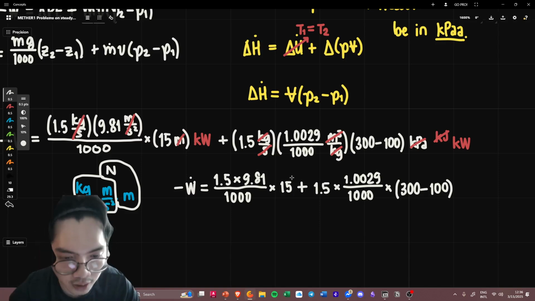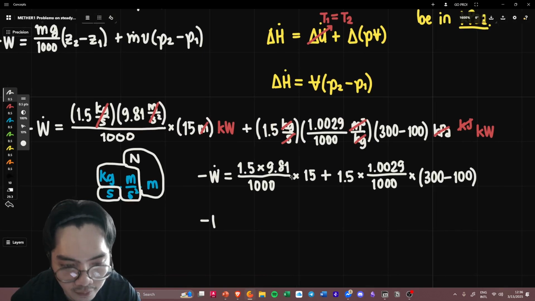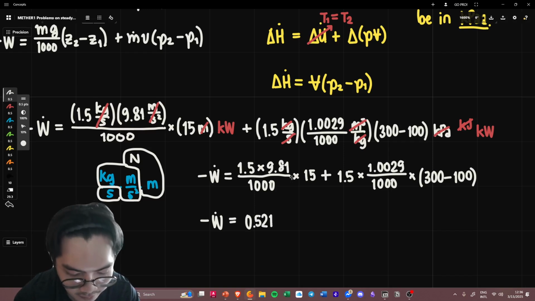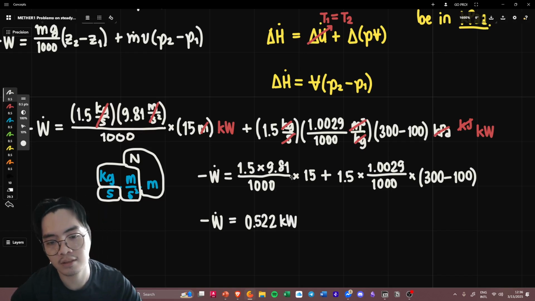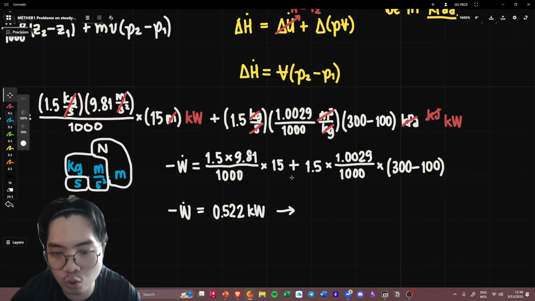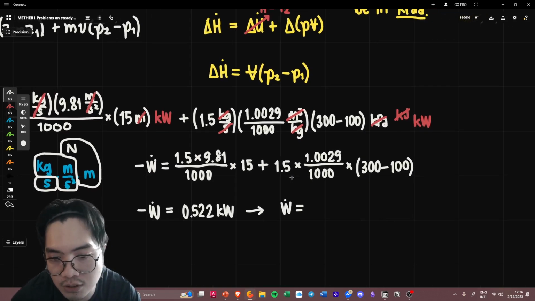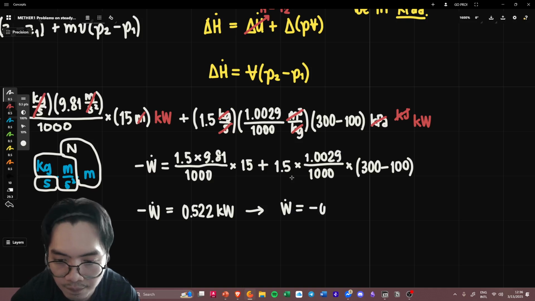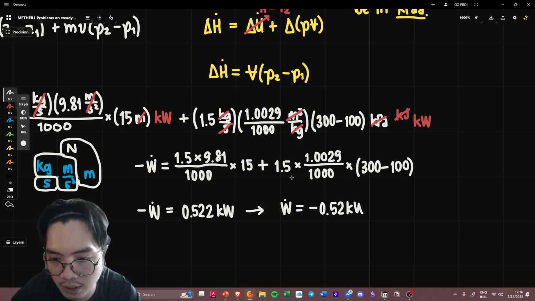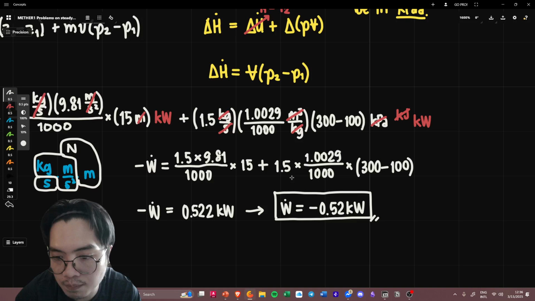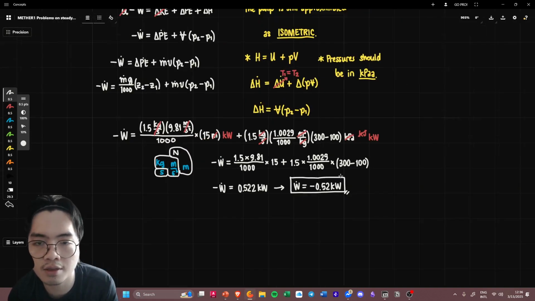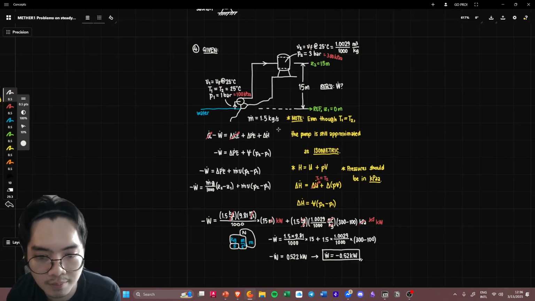That gives us a total of 0.521595, or just 0.522, I guess, kilowatts. Therefore, if we put it into two decimal places, we will have your compressor work is negative 0.52 kilowatts. This is how much power you need to input into the pump for it to work properly.